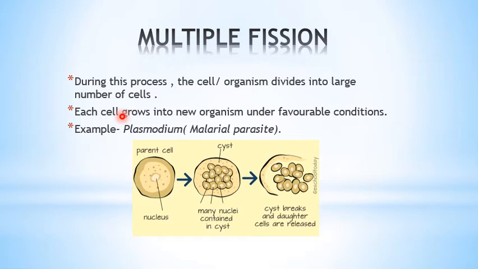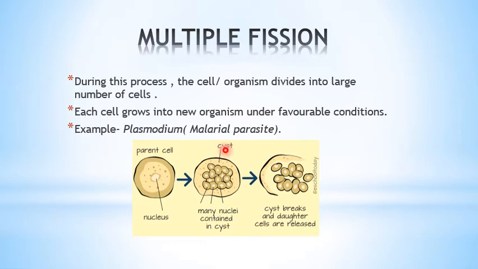Each cell grows into a new organism under favorable conditions. So what does it mean? The parent cell of the plasmodium, that is the malarial parasite, when it is under unfavorable conditions, will divide. Many nuclei are formed and surrounded by the cyst. The cyst is to protect the daughter nuclei or daughter cells from the unfavorable condition.